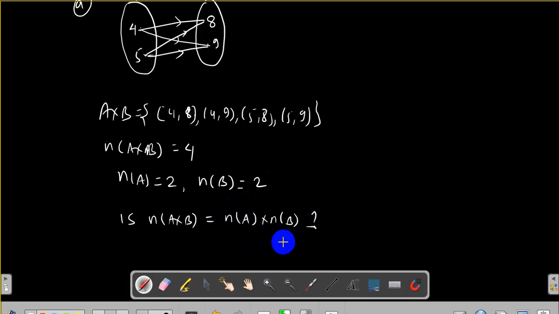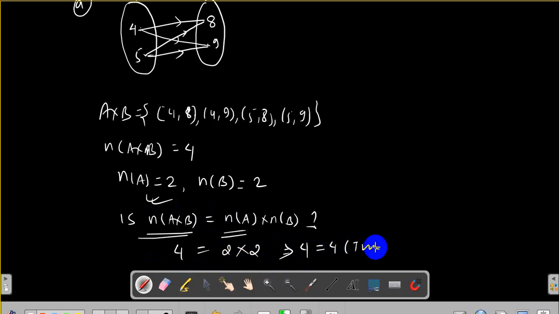Yes, sir. Okay, what is the value of n(A cross B)? 4. What is the value of n(A)? 2. What is the value of n(B)? 2. Now, 4 equals 2 to the power 2, it is true. It means n(A cross B) equals n(A) times n(B). Okay, it is proved.